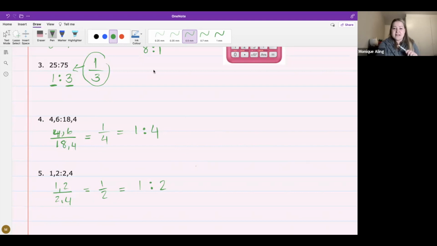Just a reminder, guys, please stay on mute at all times. But that's how we can use our calculator to simplify ratios. Who already knew this trick? Give me a smiley face in the chat.